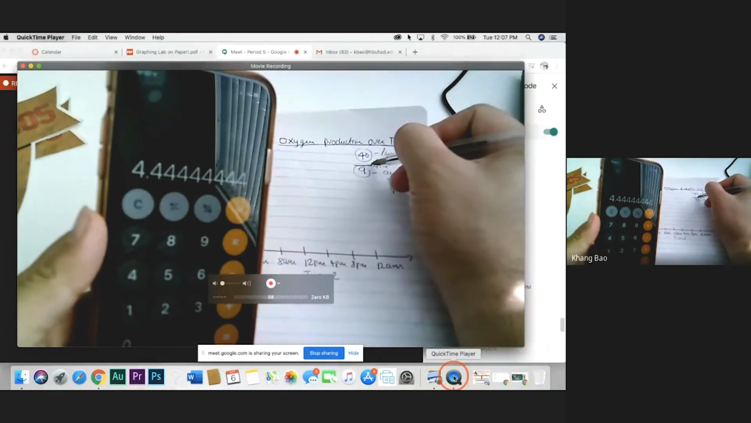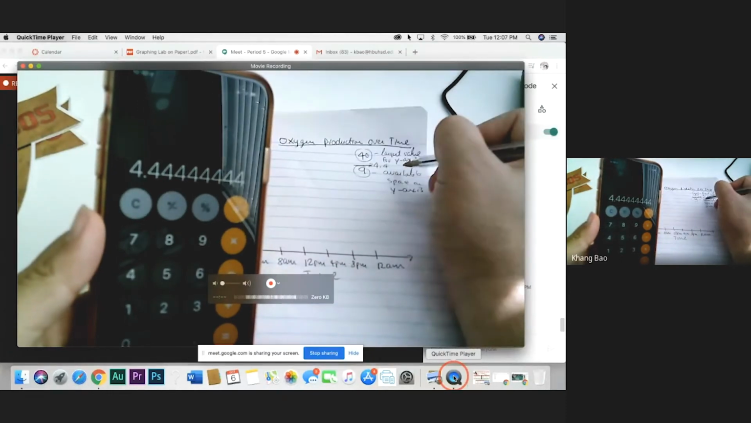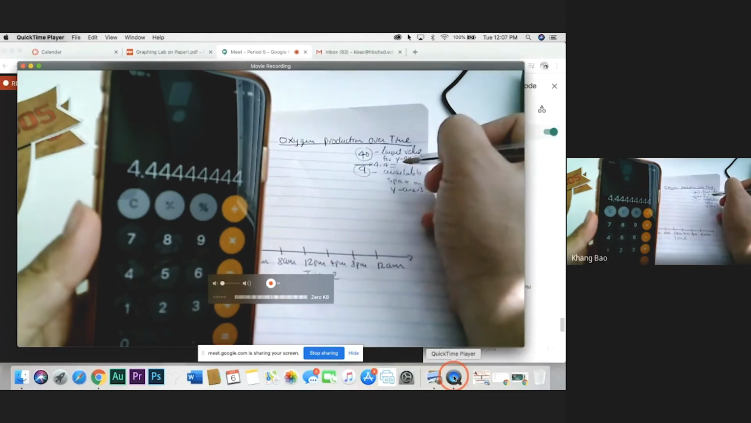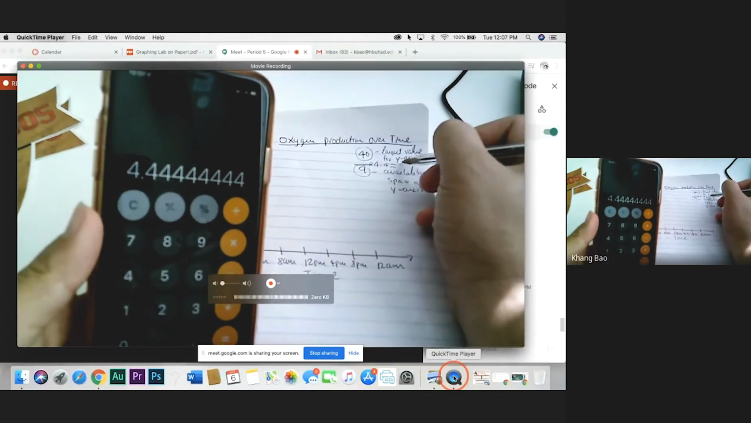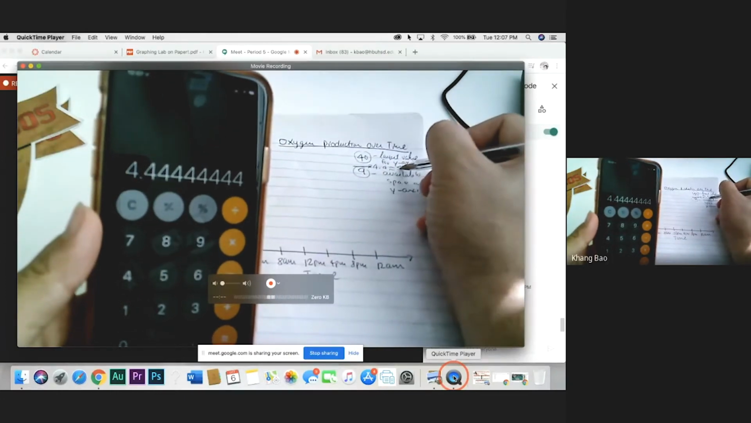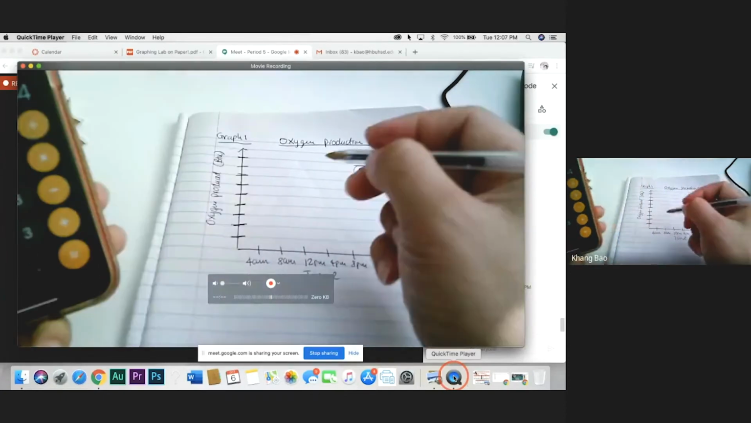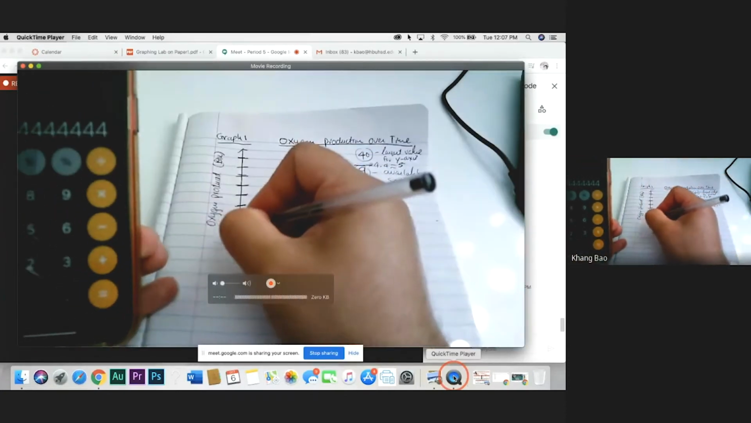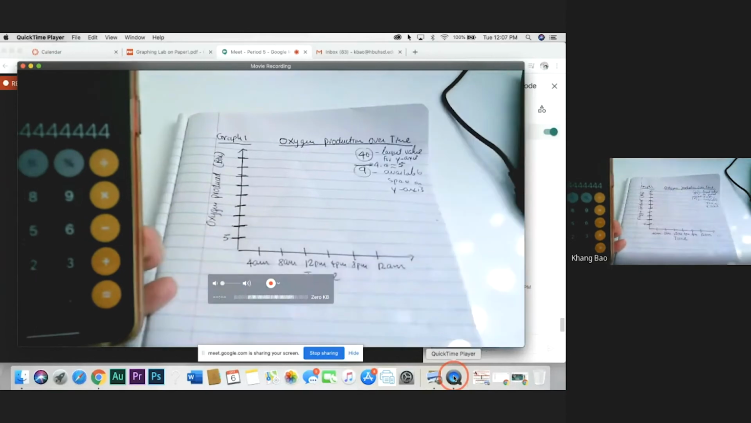4.4. I'm going to estimate it. I'm going to round it to the nearest number. Maybe 4.4. You can do 4 or you can do 5. I'm just going to do 5. So that means every line I'm going to have here will be 5. Let's start out with 5.